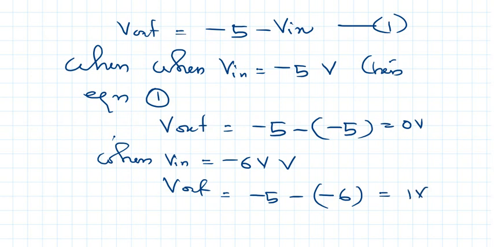Plus 1 volt. And whenever this input is minus 7, this is plus 2 voltage, minus 8 plus 3 voltage, minus 9 plus 4 voltage, minus 10 plus 5 voltage, like that.